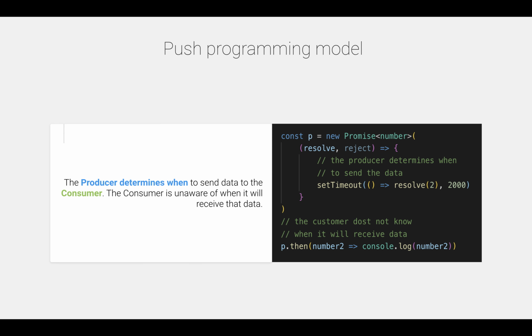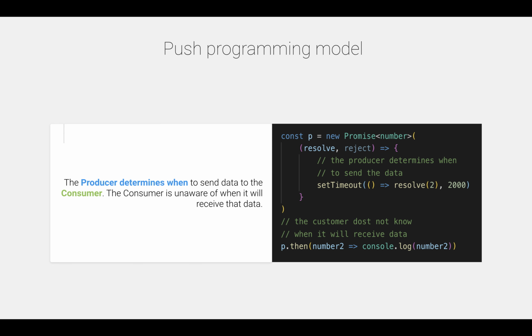So down there, the consumer is p.then number 2 console log number 2. So this is our consumer in this case, and what it's saying is, promise, whenever you're ready, whenever you have a value, give it to me. But the consumer really doesn't know when that's going to happen. And that's what makes the push programming model interesting, because you are reacting to events.